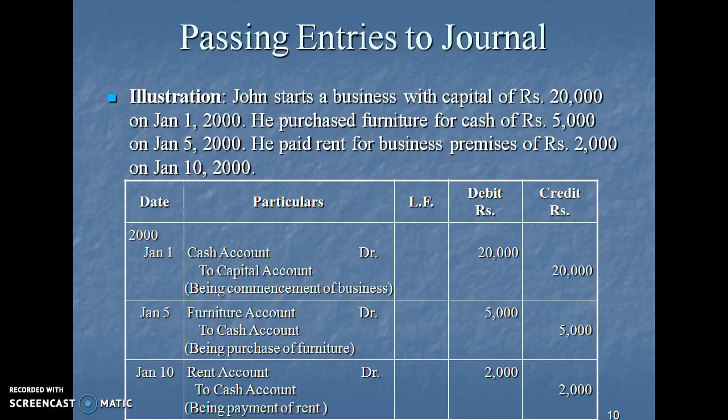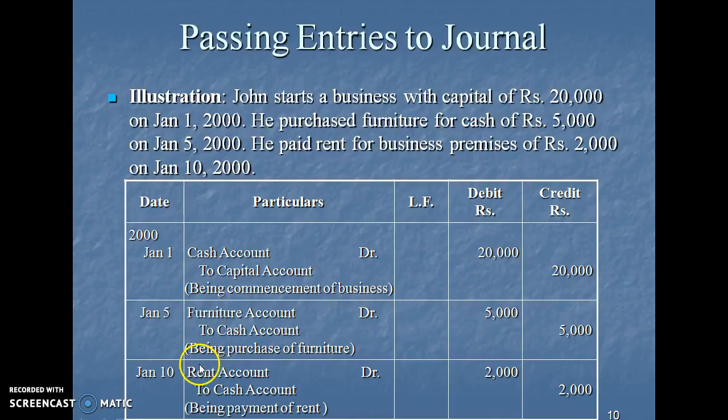The first entry is on January 1st. Cash is coming into the organization, therefore the cash account will be debited by 20,000. Who is giving it? John is giving it in the name of the capital account, so it will be credited by 20,000. Next entry: both are real accounts. Furniture is coming in and cash is going out. The furniture account will be debited with the amount of 5,000, and the cash account, because it is going out, will be credited by rupees 5,000, the same amount.